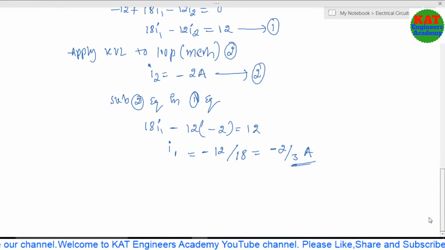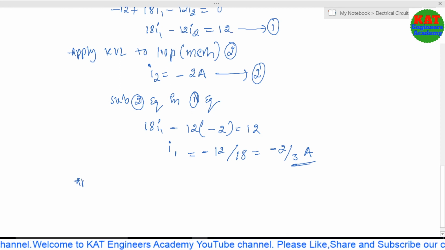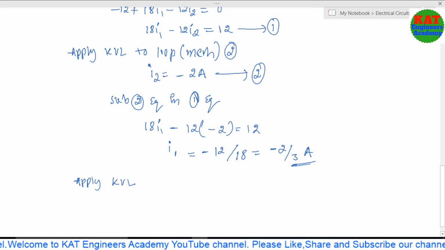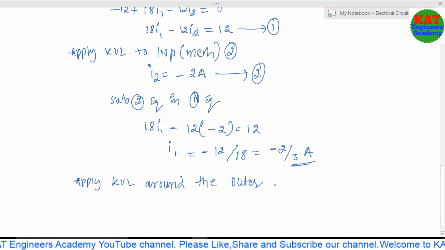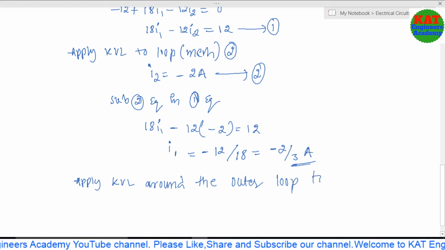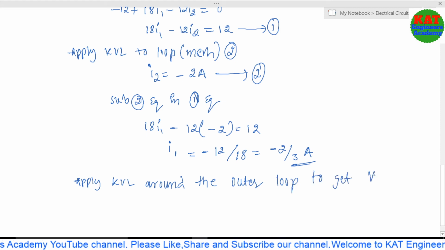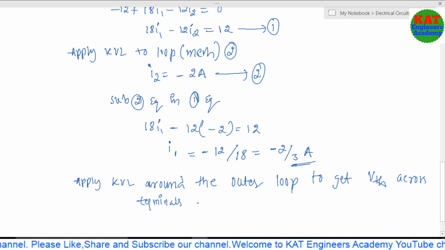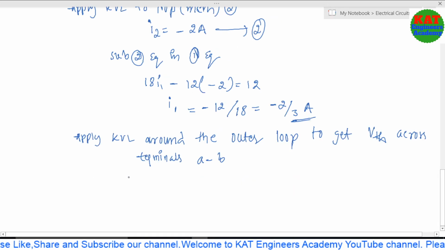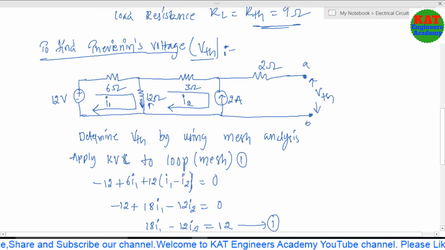Okay, finally apply KVL around the outer loop to get VTH across terminals A to B. Now around the loop, the outer loop is nothing but this.